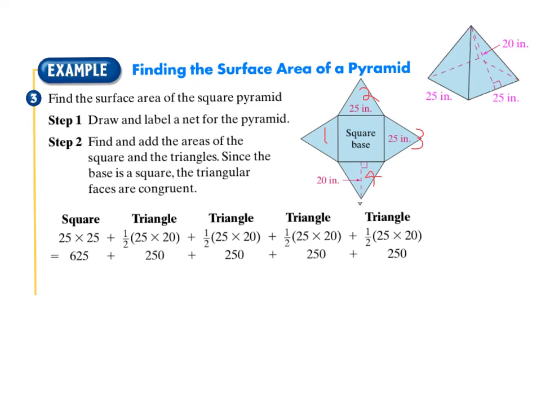So those areas are, the square is 625, then each triangle is 250. So adding those all up gets us to 1,625. So the surface area of the pyramid is 1,625 square inches.